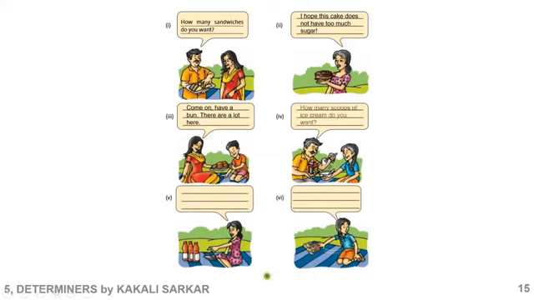Now here ice creams. So what you will write? How many scoops of ice cream do you want? Okay. Then here bottles of orange juice.